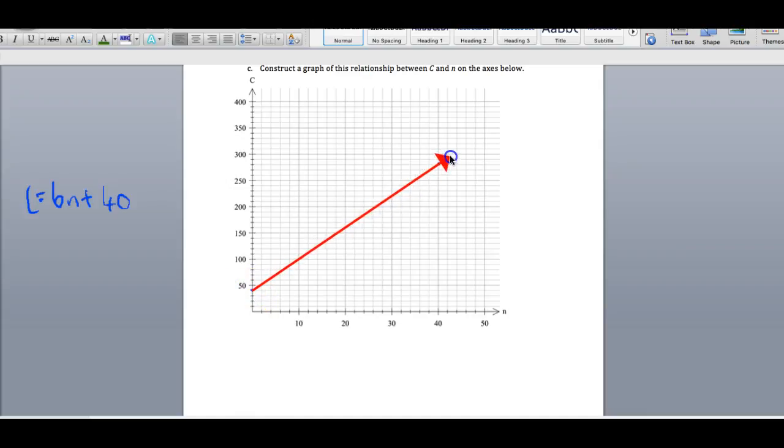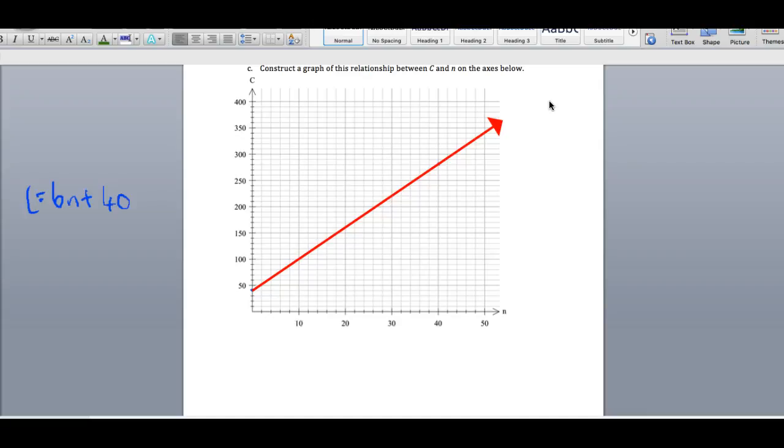Oh, that's a nice arrow, isn't it? Okay, and see how I've gone through that point and kept going. Now, technically, your line should have arrows unless they're restricted. So it does start here because we don't have negative costs, but your costs can continue. There's no end point for your cost, so you should really put an arrow at the end.